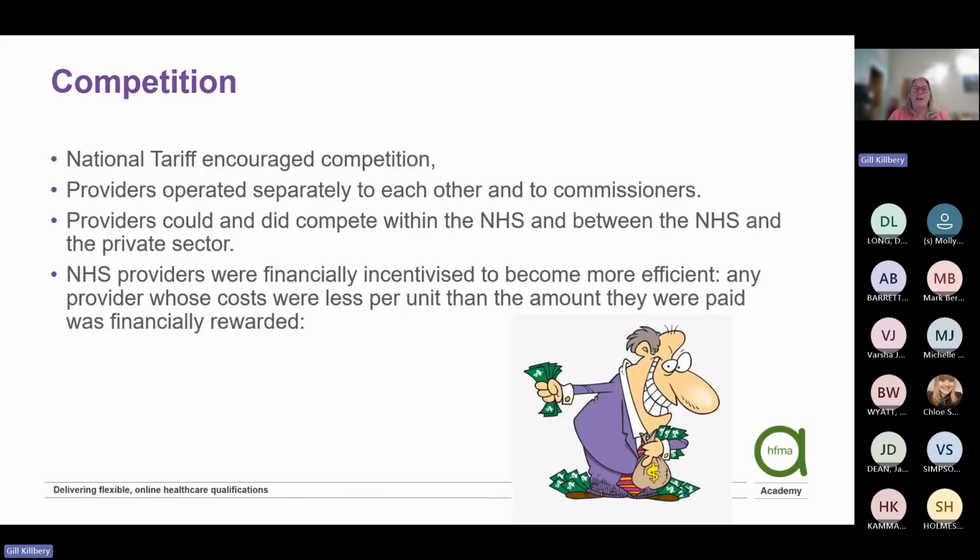The PBR encouraged competition. Providers operated very separately to commissioners, very different organisations, not very much joint working, and that caused friction. All NHS providers were financially incentivised to become more efficient, and any provider whose costs were less than the unit amount they were paid was financially rewarded. So if you could bring your cost down to less than the price, you'd get more money for it. More money would be pulled in to acute hospitals.